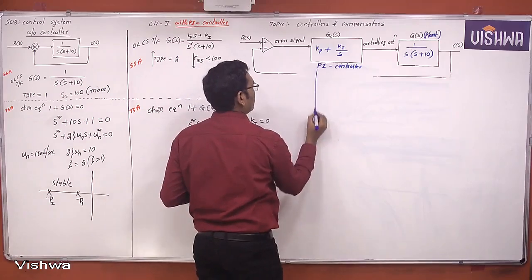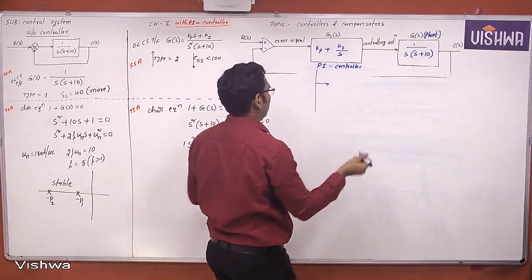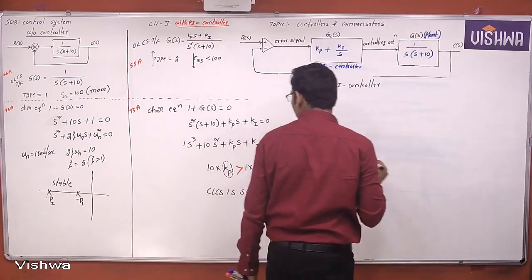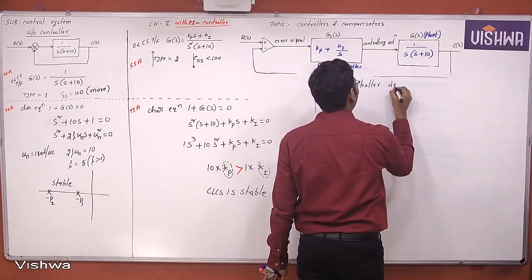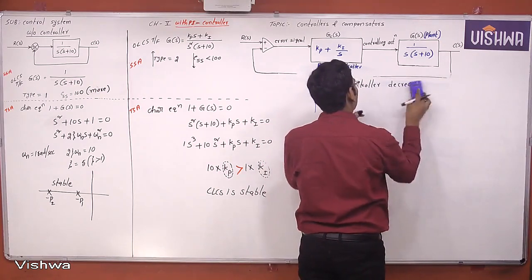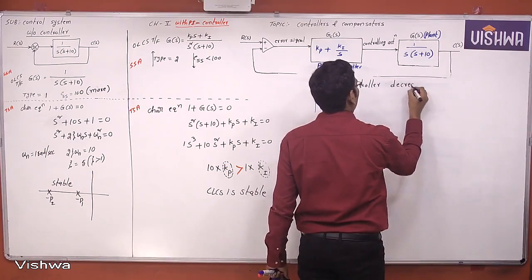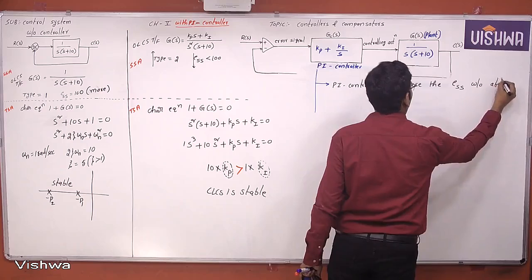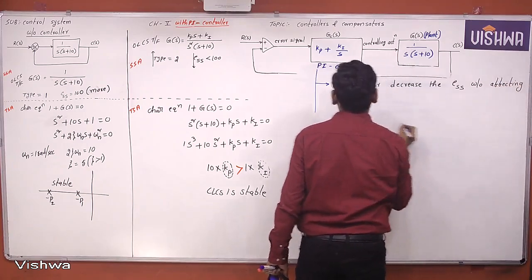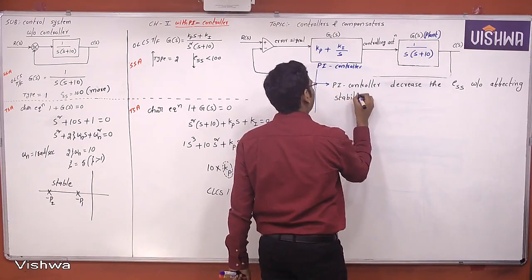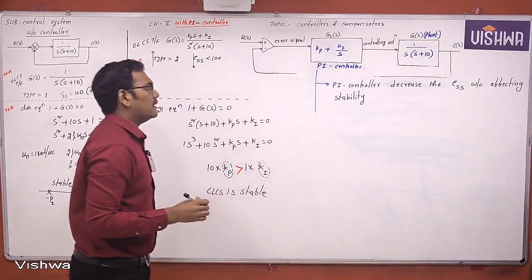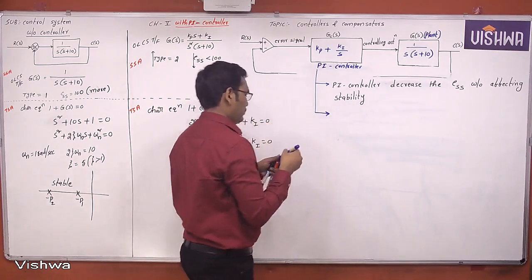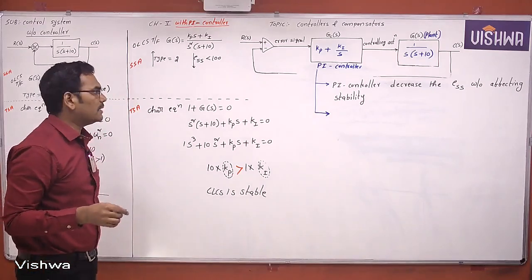Now, what are the key points? The PI controller decreases the steady state error without affecting stability.